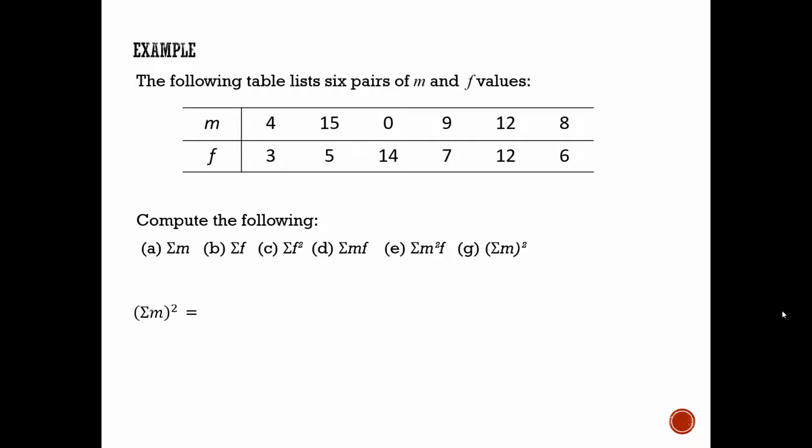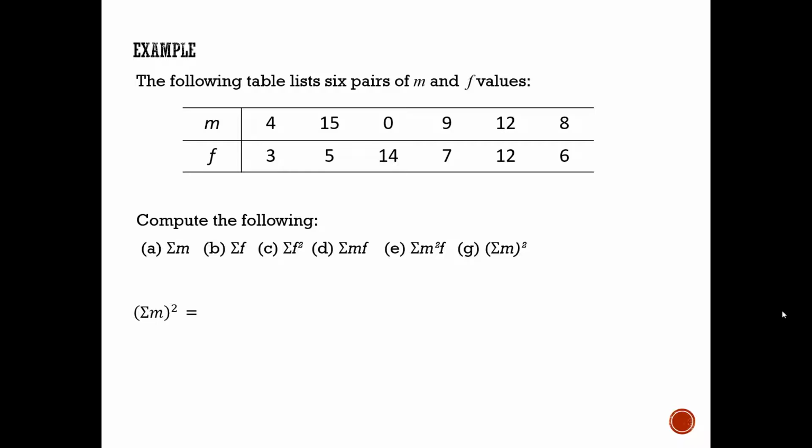I've been asked to compute the sum of the M, the sum of all the midpoints, the sum of the frequencies, the sum of the frequencies squared, the sum of the midpoints times the frequencies, the sum of the midpoints squared times frequency, and then the sum of the midpoints, and I want to square that value. This is not a real difficult task, but instead of looking at it horizontally, I've given you a chart there at the bottom to fill in vertically.